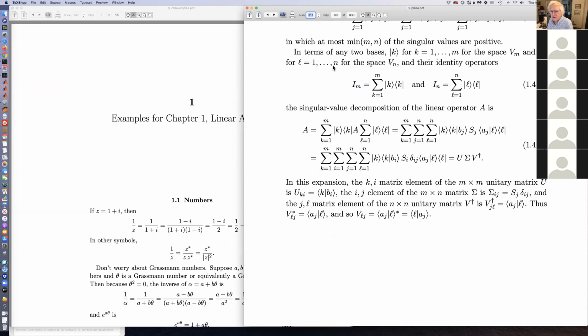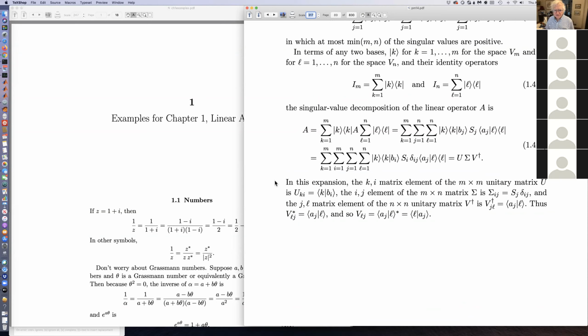Anyway, in terms of any two bases, the K's for the range space and the L's for the domain space, we can write the identity operators like this. Then the singular value decomposition, well, it's more complicated because you have A like that. But now you use the singular value decomposition of A as the sum on j of ket Bj, singular value Sj, bra Aj. Take all the inner products and you get this structure here. Well, this thing is the matrix element of U. This thing is the matrix element of V dagger. And this is the matrix element of sigma, which is diagonal.